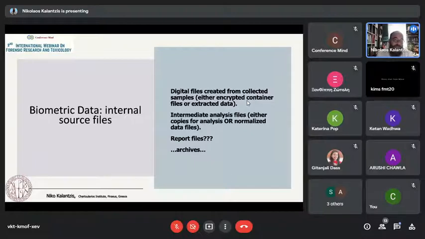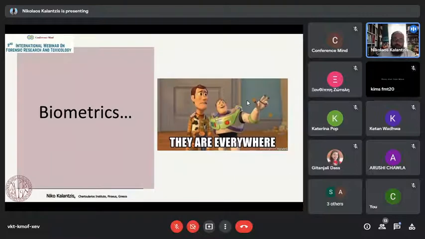And again, that type of material follows the same route as the previous one presented in the previous slide. So we can have intermediate and analysis files, report files, and archiving. So we can see that biometrics are everywhere in the workflow of a case that has to do with biometric data, either in the form of disputed signatures or in the form of known material.